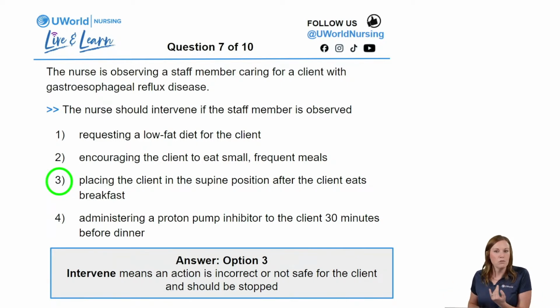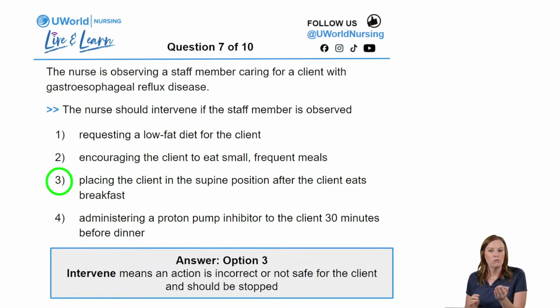So what happens with GERD is we have a chronic reflux of stomach contents into the esophagus. It's going to cause a lot of irritation. Usually our lower esophageal sphincter normally prevents this content from our stomach from going into the esophagus, but with GERD we have a malfunction. So anything that is going to affect the tone of that sphincter or increase gastric pressure or delay gastric emptying, all those are going to be factors that can precipitate GERD.